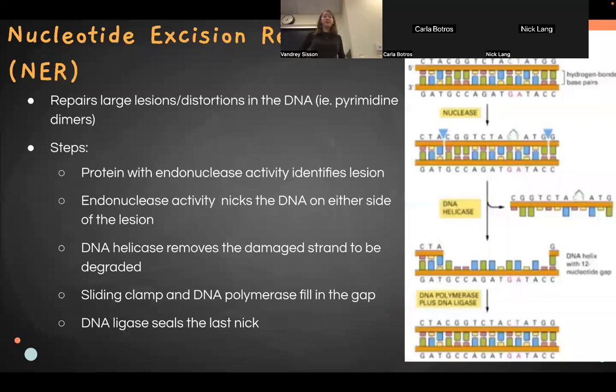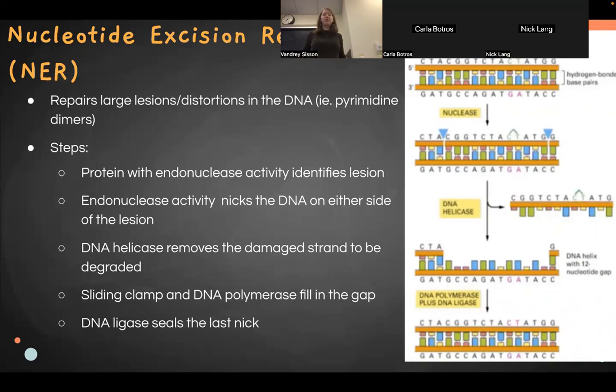Our next one is nucleotide excision repair, and this addresses larger distortions. So pyrimidine dimers would be repaired with NER. It's a similar starting step. First, we have an endonuclease, which figures out where our lesion is, and then it nicks the DNA on either side of the lesion, and helicase unzips that strand. So it's cut on both ends, and then separated by helicase.